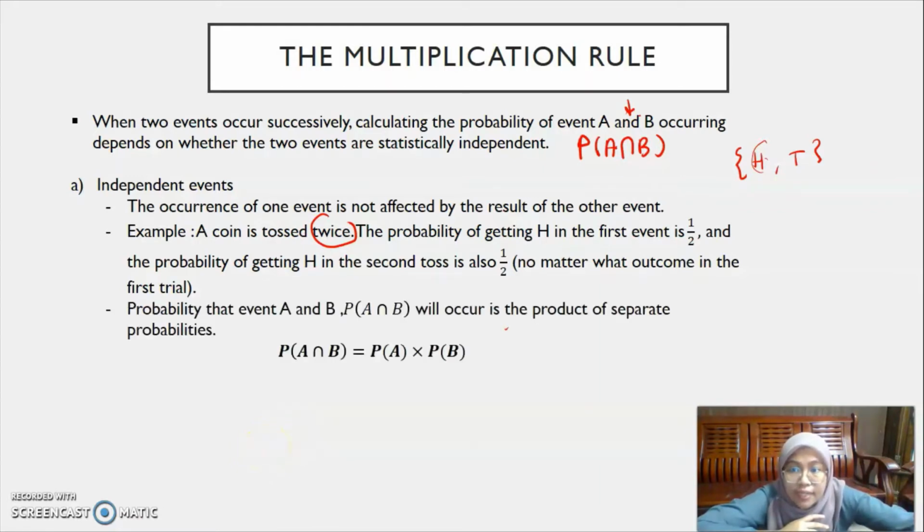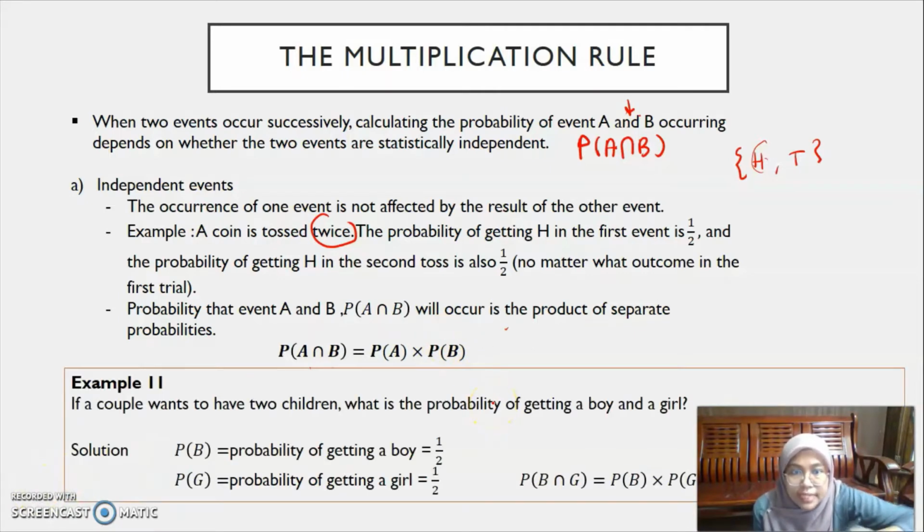For independent events, the probability that events A and B will occur is the product of the separate probabilities. This means the probability of A intersect B is equal to the probability of A multiplied by the probability of B. Let's try this example, example 11.